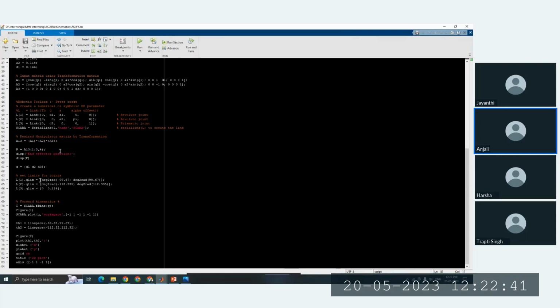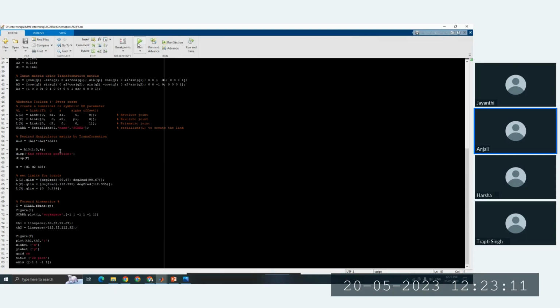After that, the limit I have decided for the first joint is minus 99.67 to plus 99.67, and for joint 2, minus 112.335 to plus 112.335. For the last one, which is a prismatic joint, it can only move upward and downward, so here I define it as 0 to 0.116.